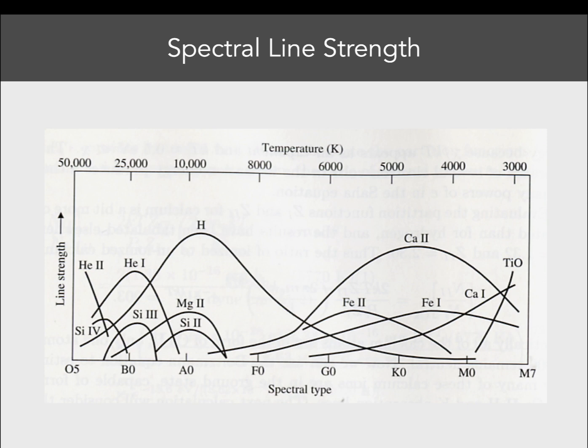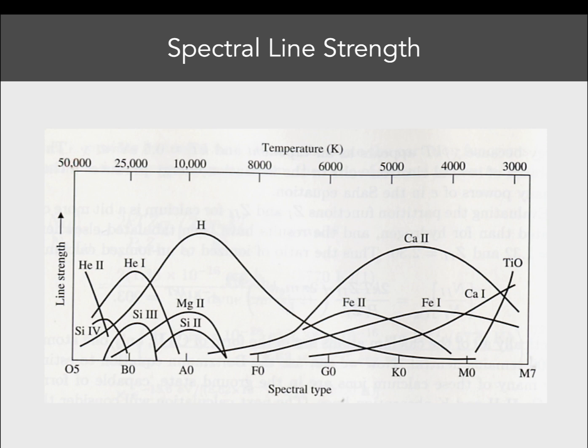What we can see is that every element in different ionization states has its own region where its lines are strongest. So we see that the hydrogen lines peak roughly around 10,000 degrees. By the way, this horizontal axis is plotting temperature, and it's on a backward scale. The reason for that we'll see later. But the coolest stars, 3,000, are over on the right, and the hottest stars over on the left.